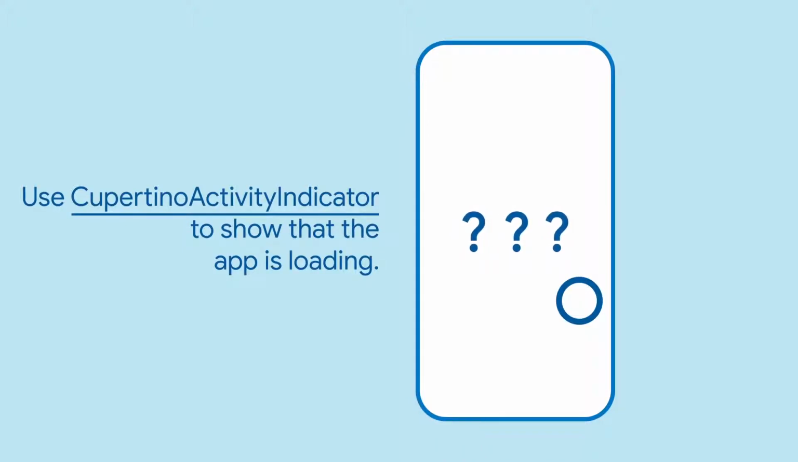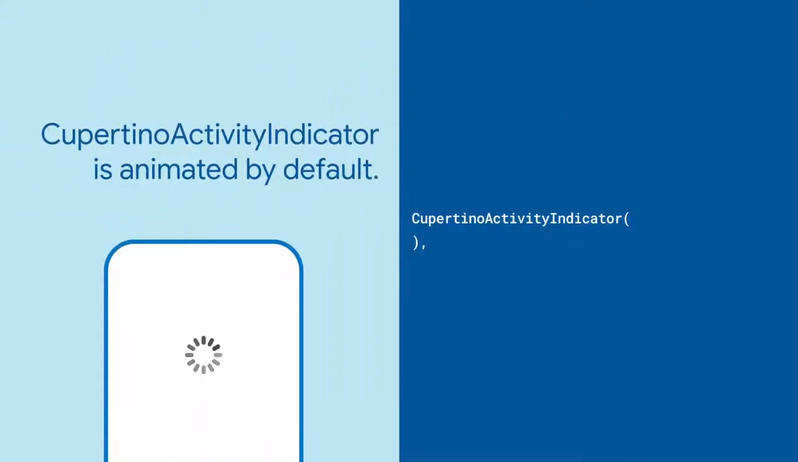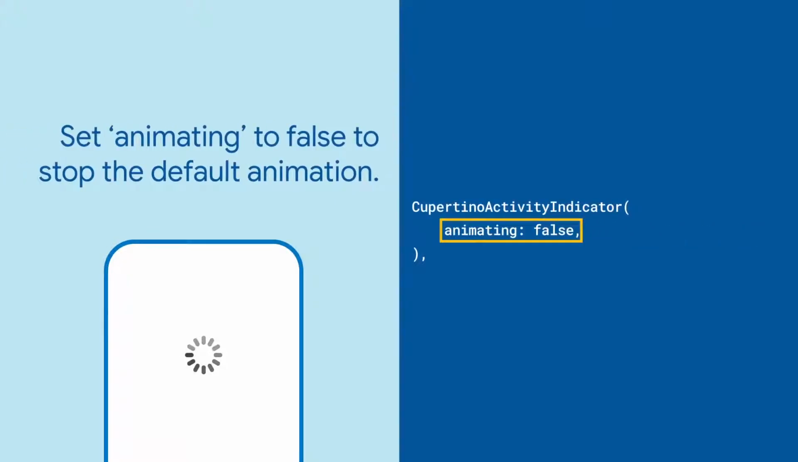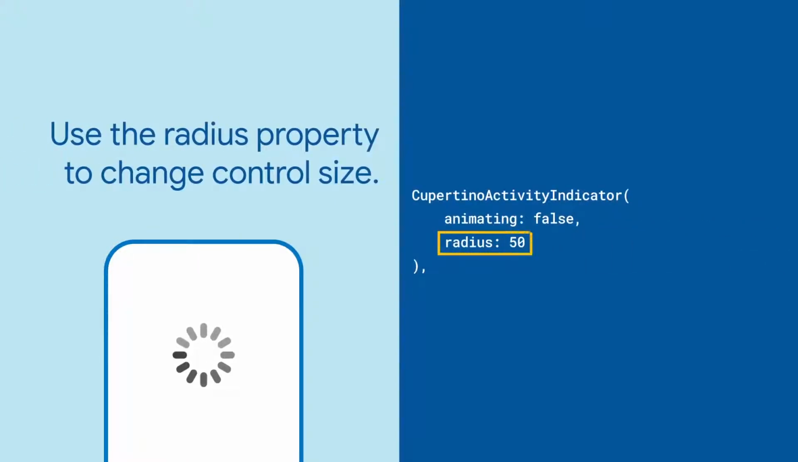CupertinoActivityIndicator is the Cupertino version of the Material CircularProgressIndicator. It animates in a clockwise circle, and if you want to freeze the animation, set the animating parameter to false. You can also change the size of CupertinoActivityIndicator using the radius property.